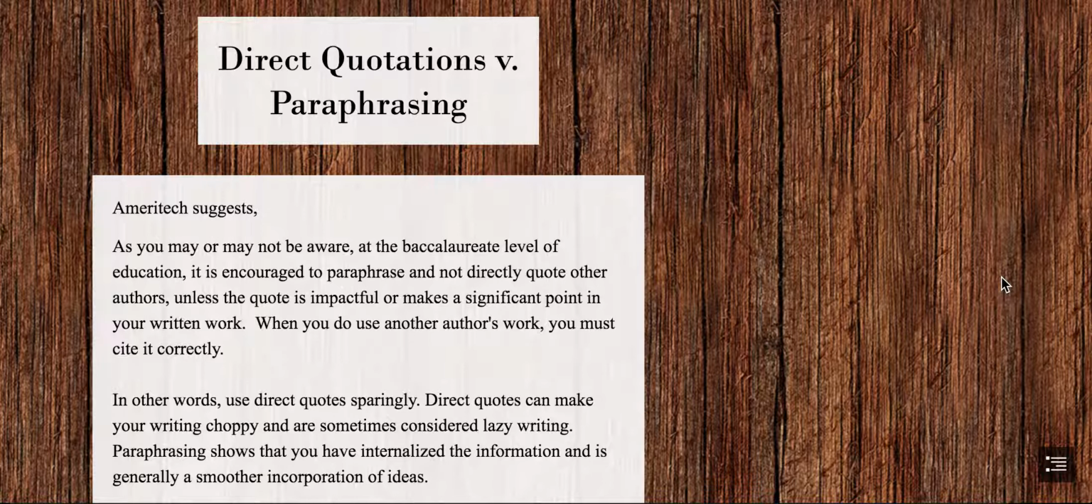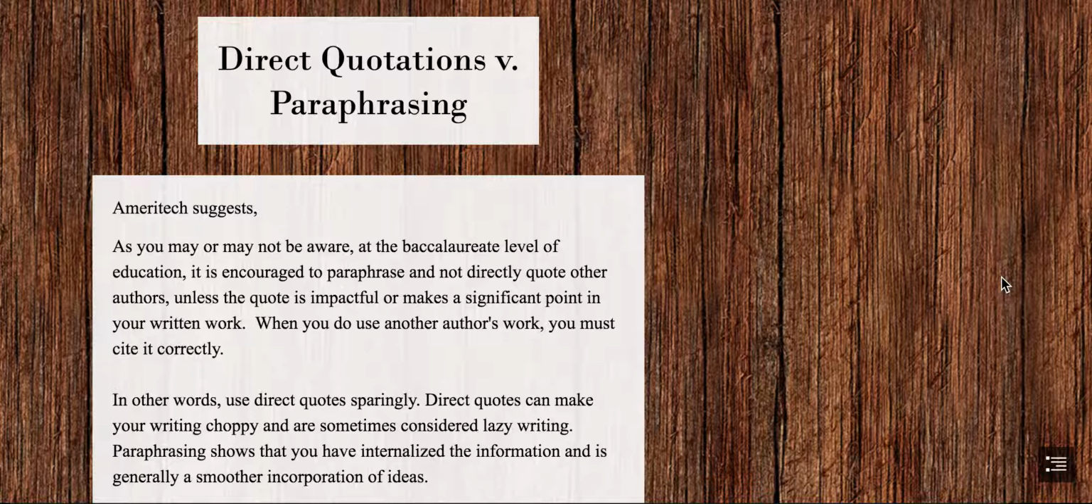But the problem you run into is if you use a lot of direct quotes, that makes your writing choppy because you have your writing style and the person that you're quoting has their writing style. And so every time you insert a direct quote, you're kind of making that choppy and it's not as smooth. And sometimes it can be considered lazy writing. I just don't have the time. I don't want to take the time to put this in my own words.